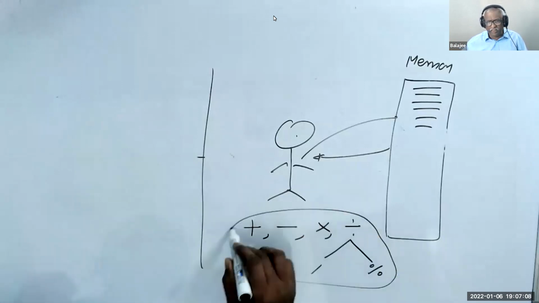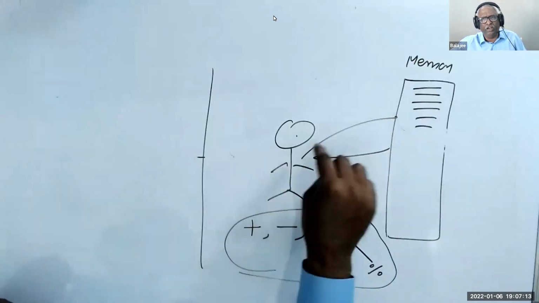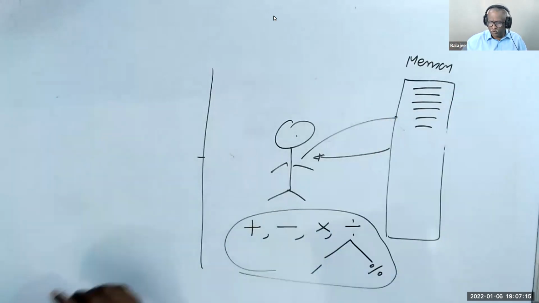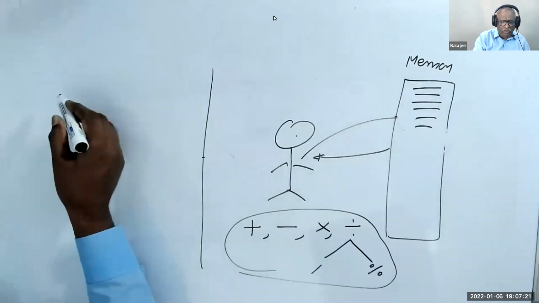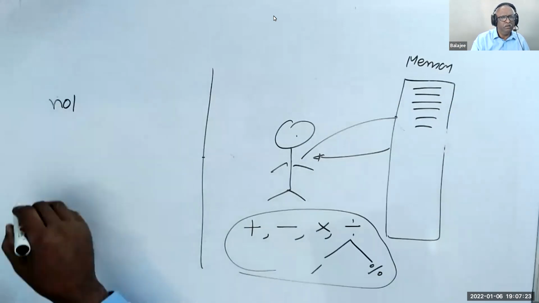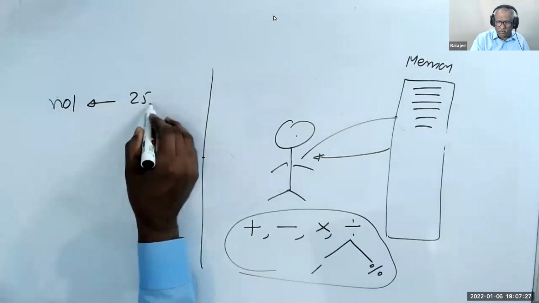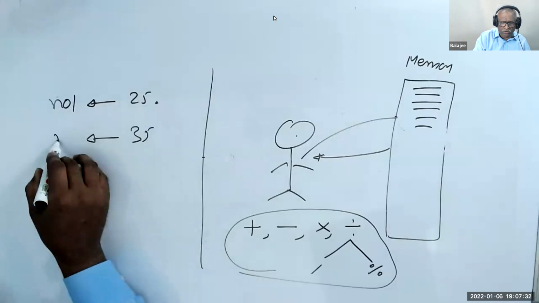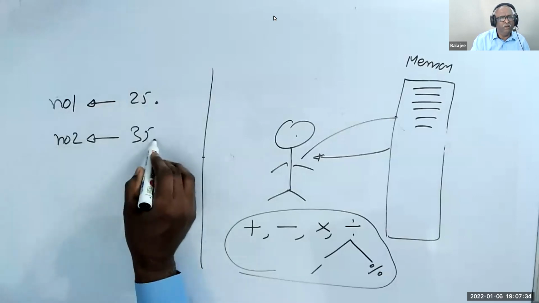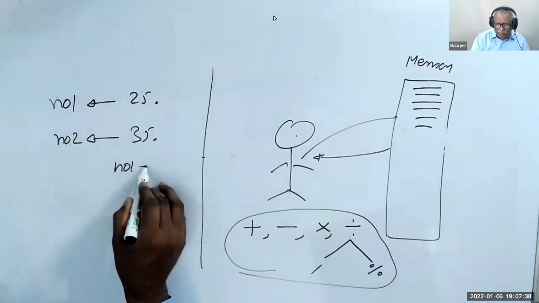So now we know one thing: I can ask him to store anything and he will store it. I don't worry where he stores it. I give it a name. Store in number 1 the value 25. Then store 35 in number 2. And add number 1 plus number 2.